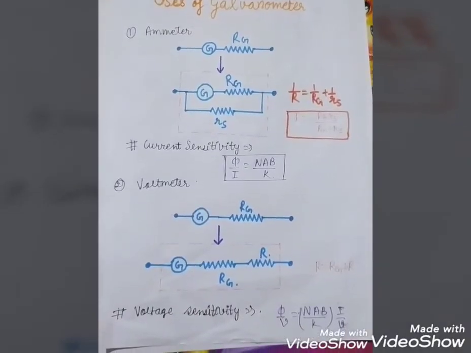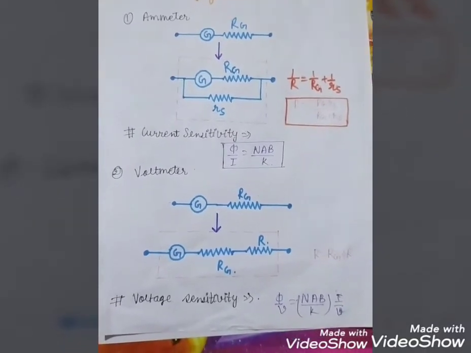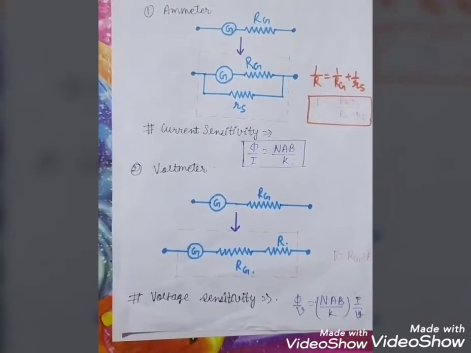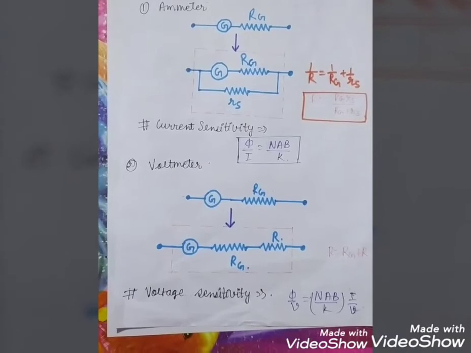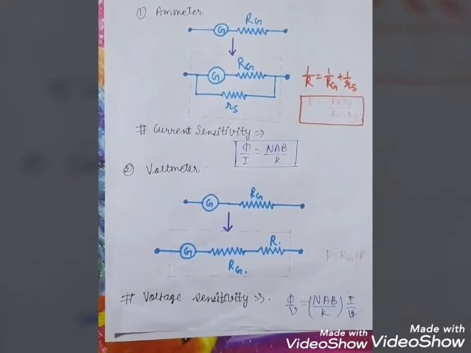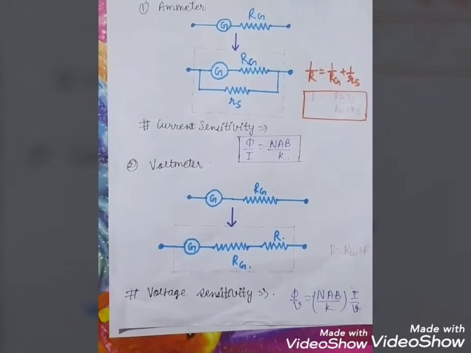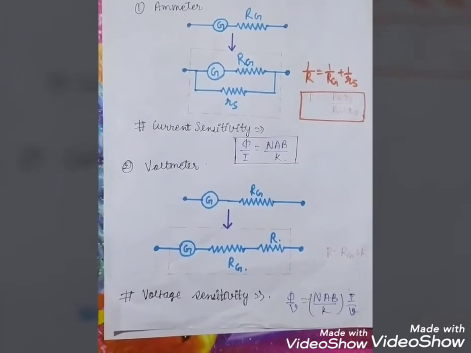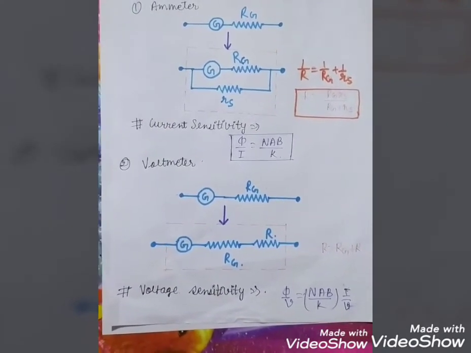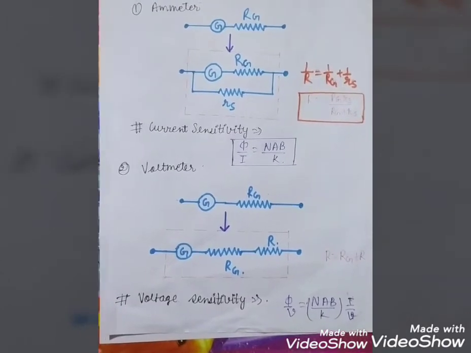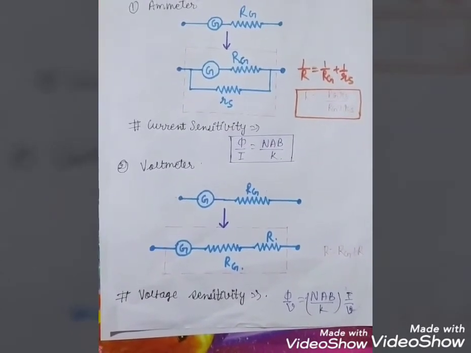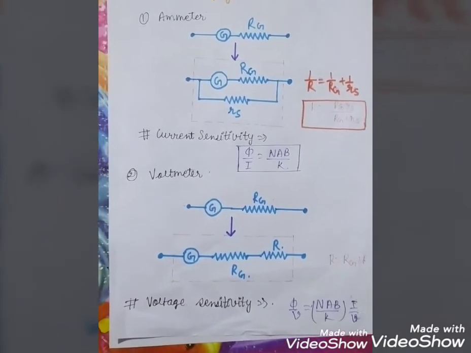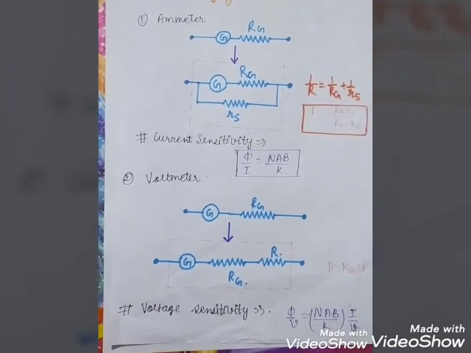Okay, now let us discuss some uses of the galvanometer. First of all, a galvanometer can be used as an ammeter, and a galvanometer can also be used as a voltmeter. First, let us discuss the application of the galvanometer as an ammeter. We have already discussed this application in previous chapters, in an experiment known as the Wheatstone bridge. In that experiment we used the galvanometer in parallel to the circuit.